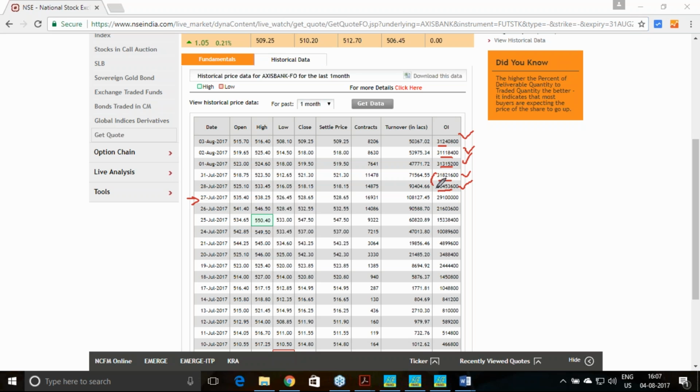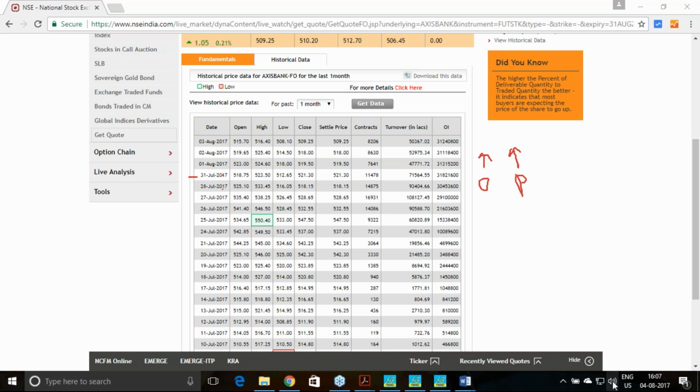These 2 days you can leave it. So these 2 days you leave it, or 1 day you can leave it, then you can start it from 31st July. So comparing between the 28th and 31st, open interest has increased and price also has increased. Price has gone up and open interest has also gone up.